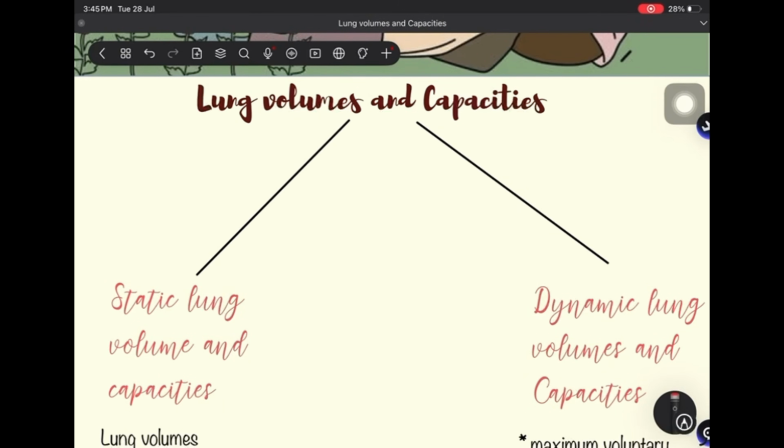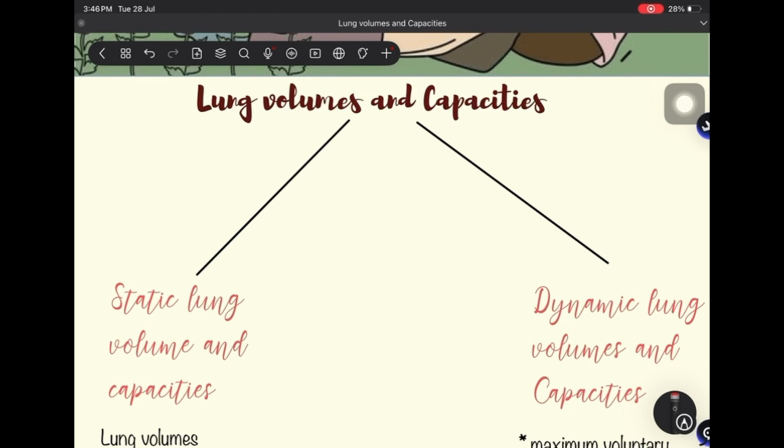Hi everyone. Today we are going to deal with lung volumes and capacities. What are lung volumes and what are lung capacities? Consider a lung as a water bottle. Now the lung volume will be the amount of water in one specific section of the bottle. But lung capacity is the total amount of water in two or more sections added together.